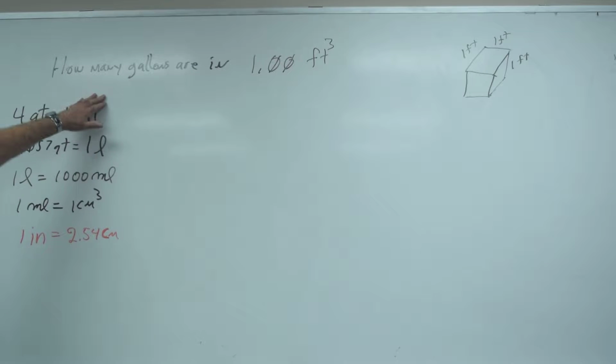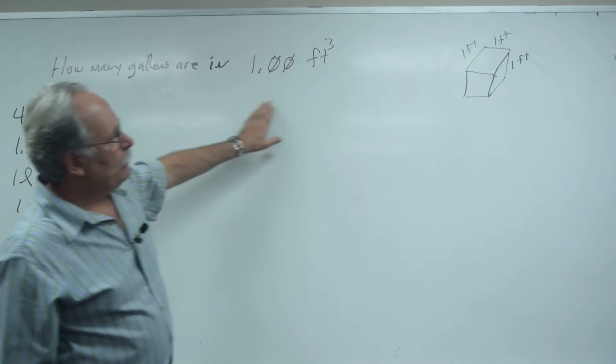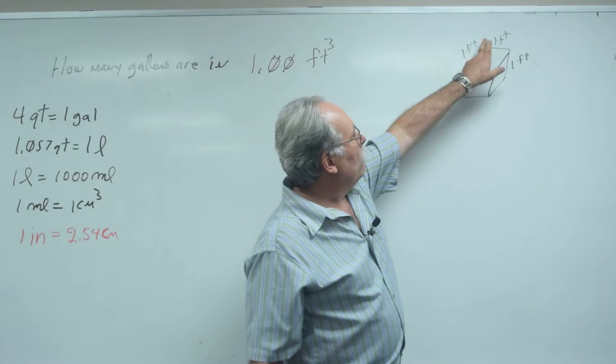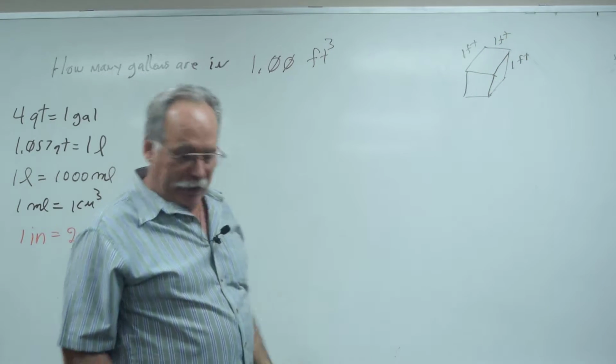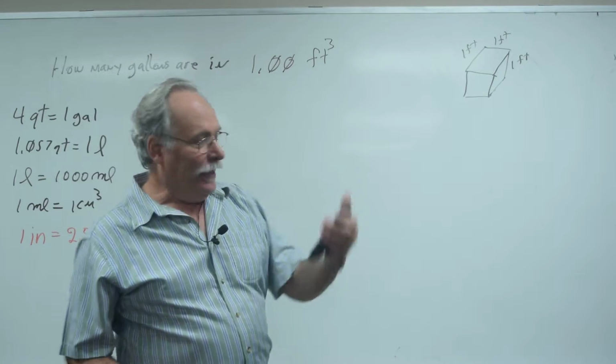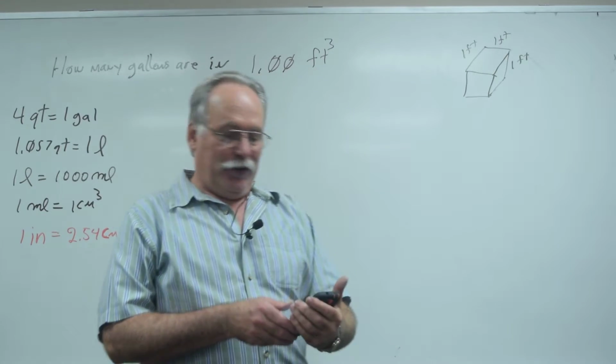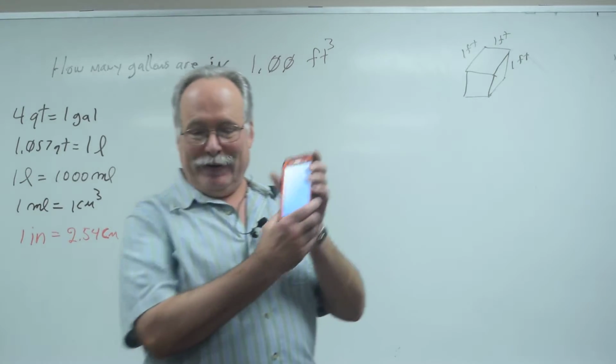Okay, we want to know how many gallons are in an object, a cube, that's 1.00 foot by 1.00 foot by 1.00 foot. Now, you could go out and take your cell phone, and you could type cubic inch to gallon, and Google will give you an app to do that.